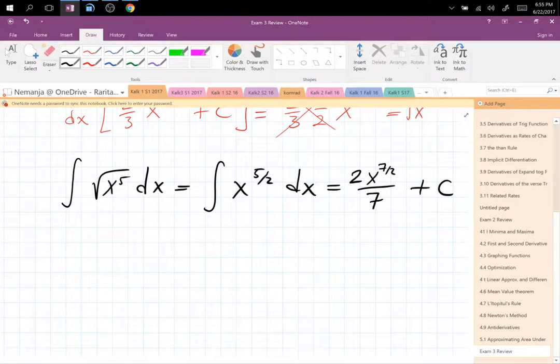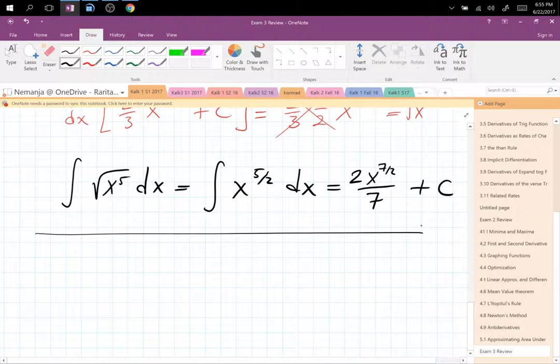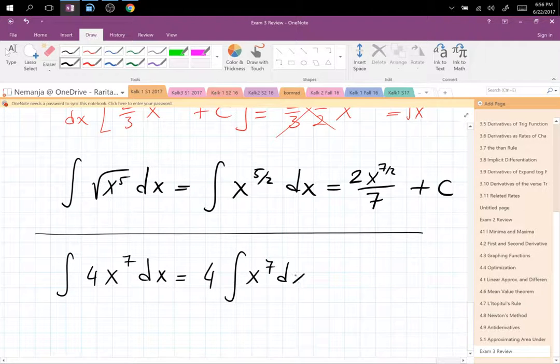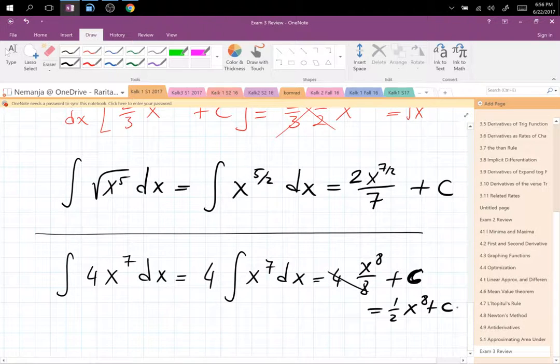Also, what's important with integration is that you can kick the constants out. So if you are taking the integral of 4x to the 7 dx, you can kick the constant out and just worry about x to the 7, which is x to the 8 over 8 plus c, and then you cancel these constants and get your 1/2 x to the 8 plus c. So constants can be kicked outside. That's the important part.